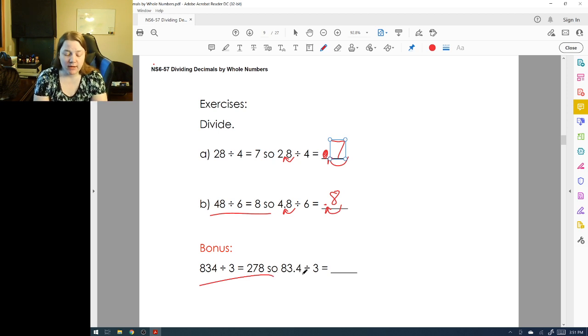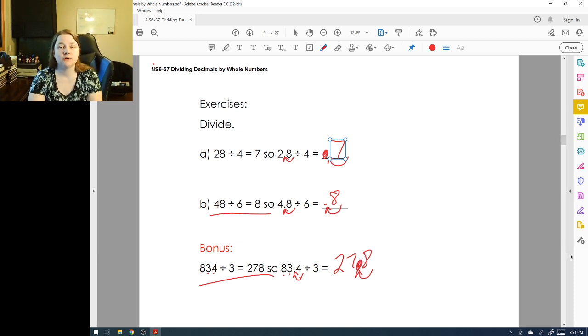So 83.4, which has the same digits as the original number, it's just got the decimal in a different spot. If the decimal shifted one spot here, my answer of 278 is going to have the decimal shift one spot for an answer of 27.8. All you're doing is shifting the decimal the same amount in the original number as in the answer.